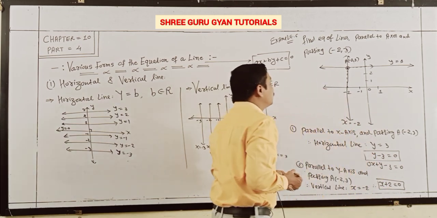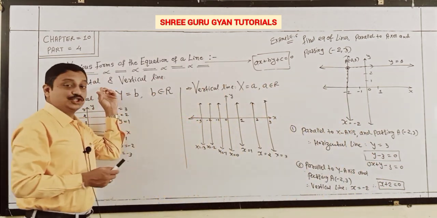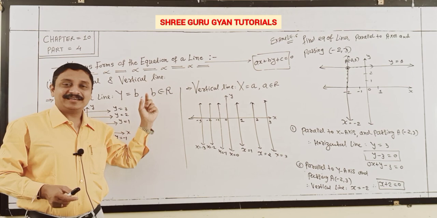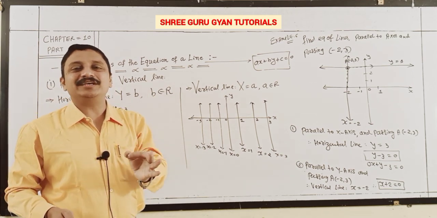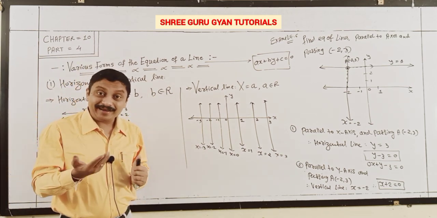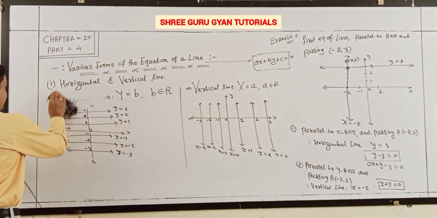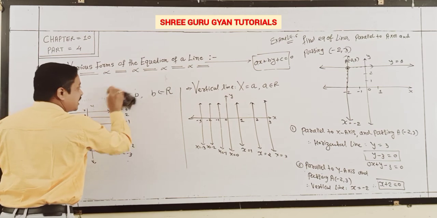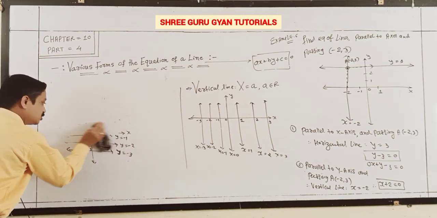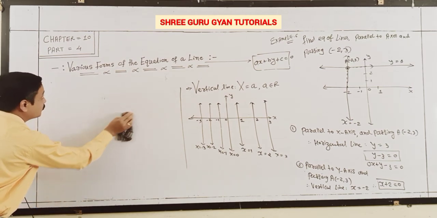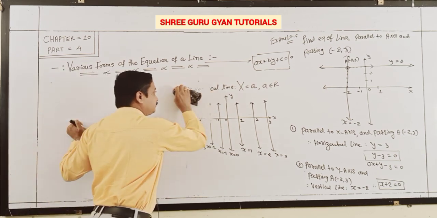And here students, this first point, horizontal and vertical line, is a simple and easy way. Now I am going ahead to point number 2, the slope point equations. Secondly, like point number 2, there are different variations of the equation of the line.